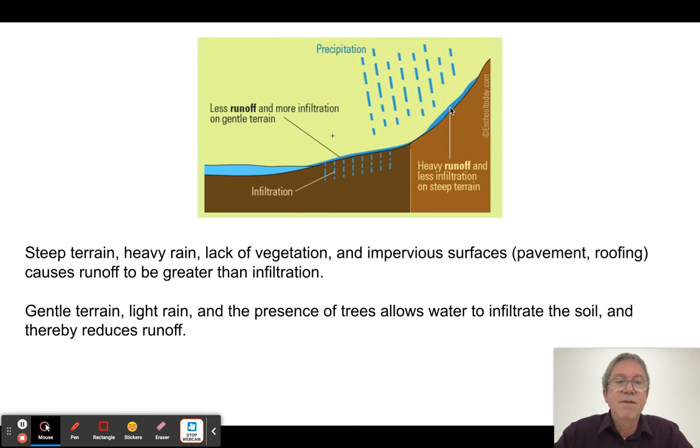And finally, humans have a tendency to put a lot of what we call impervious surfaces through which water can simply not infiltrate.